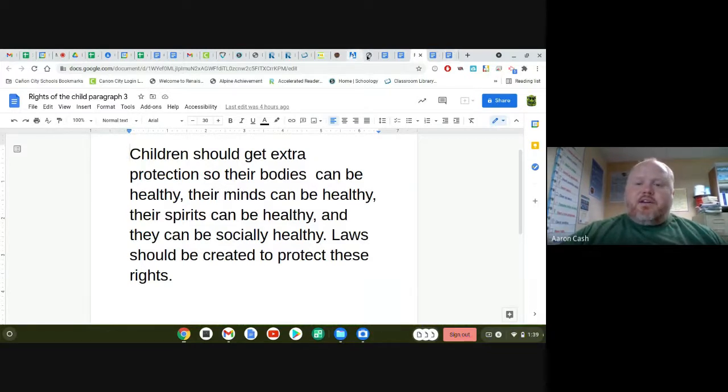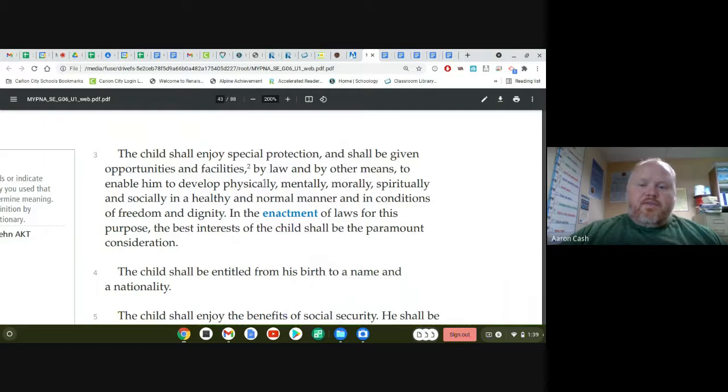So if we come back to the document, okay, physically, mentally, morally, okay, morals means your sense of right or wrong. Kids should be taught a sense of right or wrong, in a normal manner and in conditions of freedom. So kids should not be born into slavery. Kids should not be forced to go to work. There are some countries where little children are forced to go to work instead of having freedoms. And people should be treated with dignity, with kindness, with respect. Okay, and then they say making laws is in the best interest of the child.